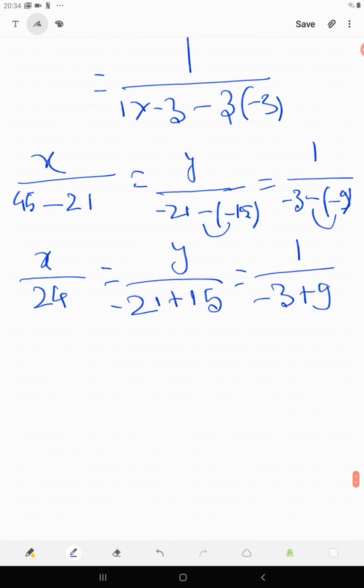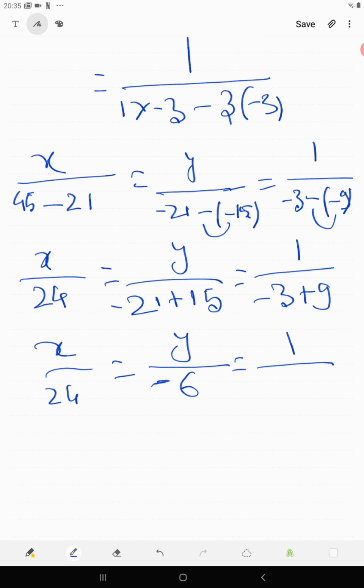so what we are getting is x divided by 45 minus 21, which is 24, equals y divided by minus 21 plus 15. The bigger is 21, so it will be negative because the sign of 21 is minus. So 21 minus 15 is 6, so minus 6, equals 1 divided by minus 3 plus 9; the bigger is 9 and its sign is plus, so 9 minus 3 is 6. Okay, so now to solve for x, we will remove the y part. x by 24 equals 1 by 6.